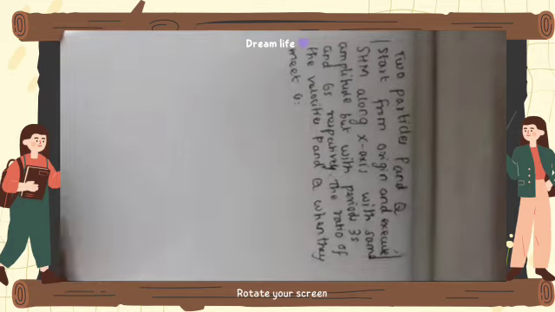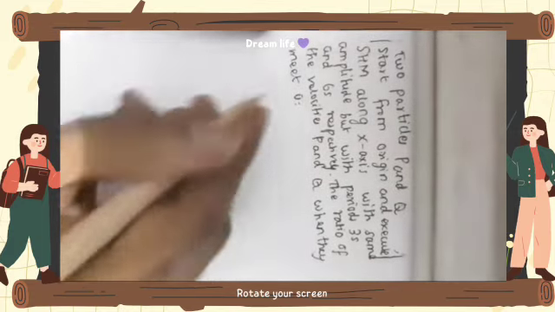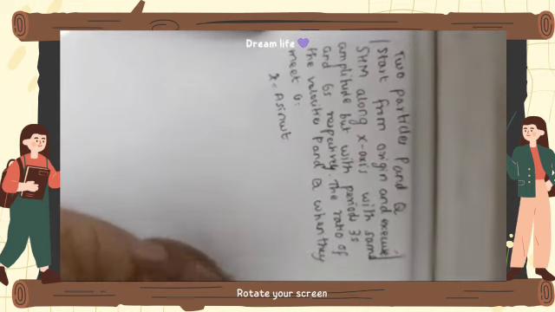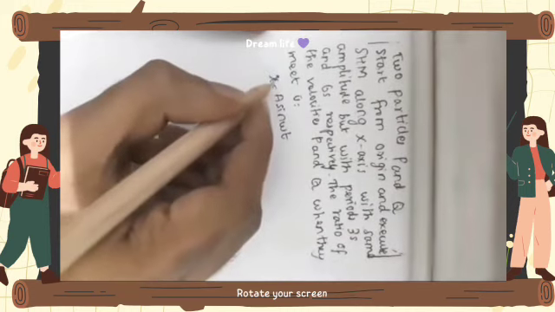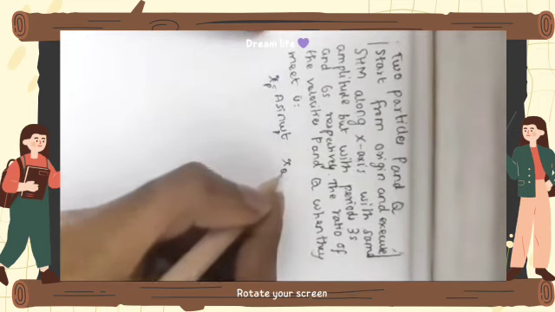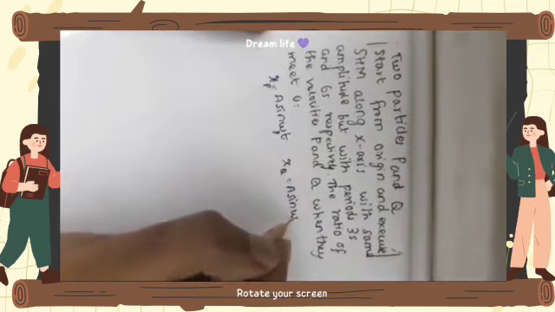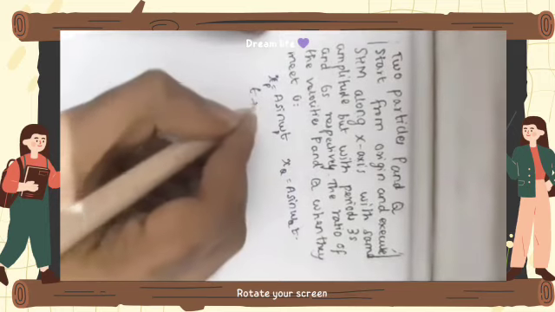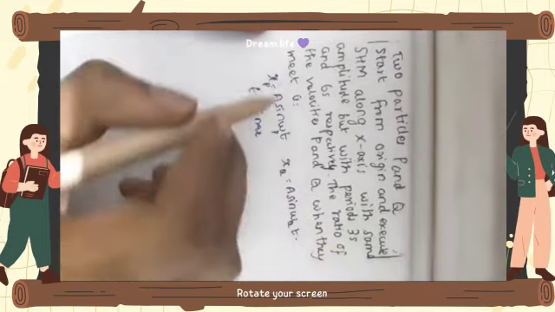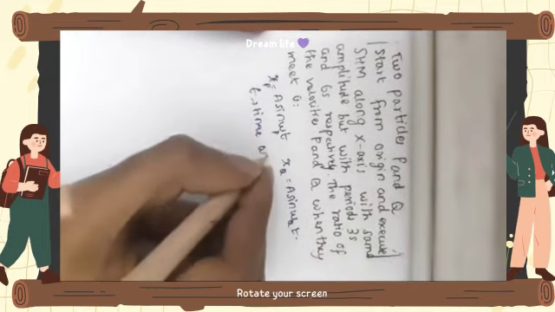So we know that the displacement equation for a simple harmonic motion is x is equal to a sine omega t. So for particle P, the displacement equation would be xp is equal to a sine omega p into t, and for particle Q, this would be equal to a sine omega q into t, where t is the time when they meet. So we have to find the velocities of P and Q when they meet. So we have to find the time when they meet.